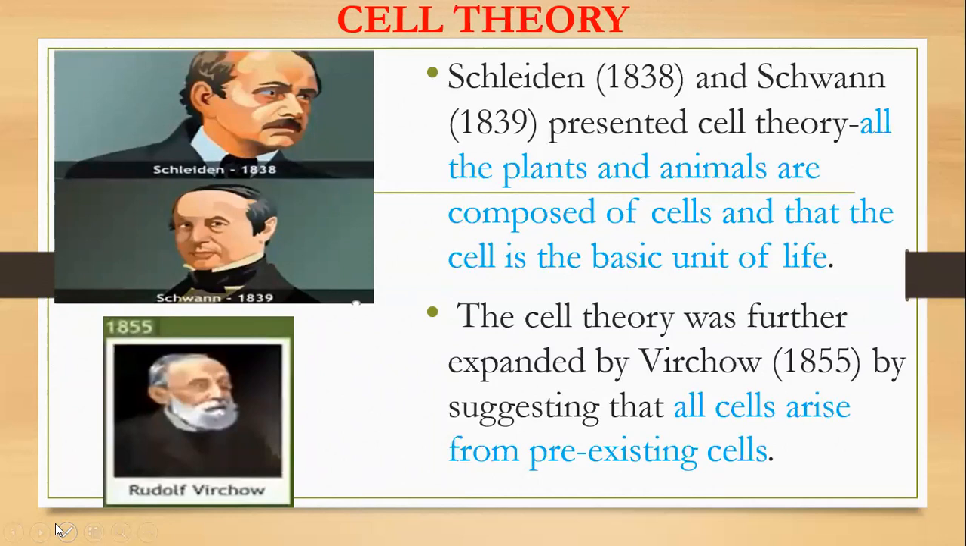So what are the points you have to write in cell theory? First, all the plants and animals are composed of cells, and the cell is the basic unit of life. Then all cells arise from pre-existing cells. Who proposed the cell theory? Schleiden and Schwann. Then it was modified by Virchow.